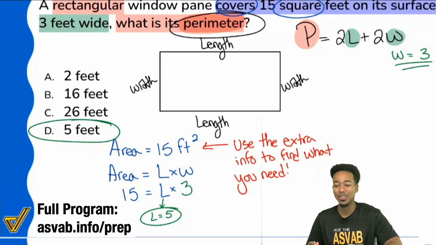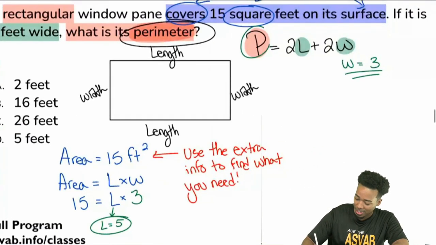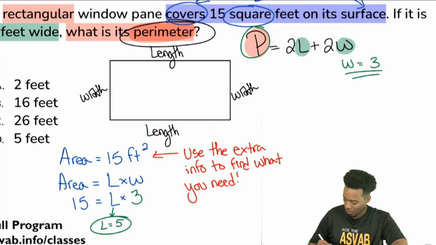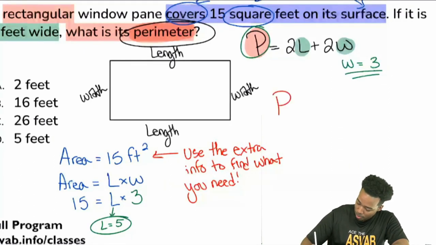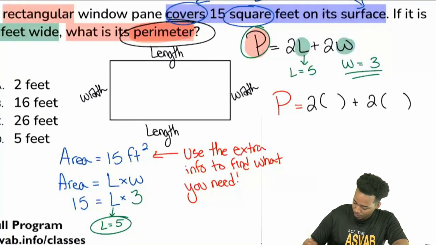We gotta make sure we know exactly what we're doing. So remember that the beginning of the problem said find the perimeter. And so with that, here we go. Perimeter equals, our length again was 5. So let's write that down right there. So we have 2 times 5 plus 2 times 3.